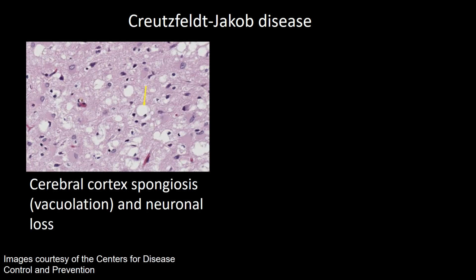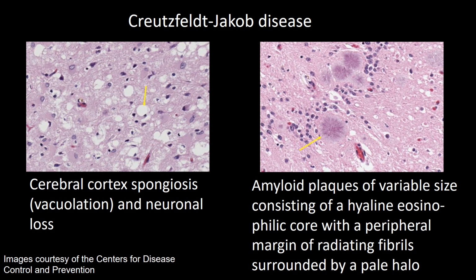Microscopically, CJD is characterized by cerebral cortex spongiosis and neuronal loss. Amyloid plaques with a peculiar configuration are sometimes present. Some of the time, they join to form a Halloween mask.